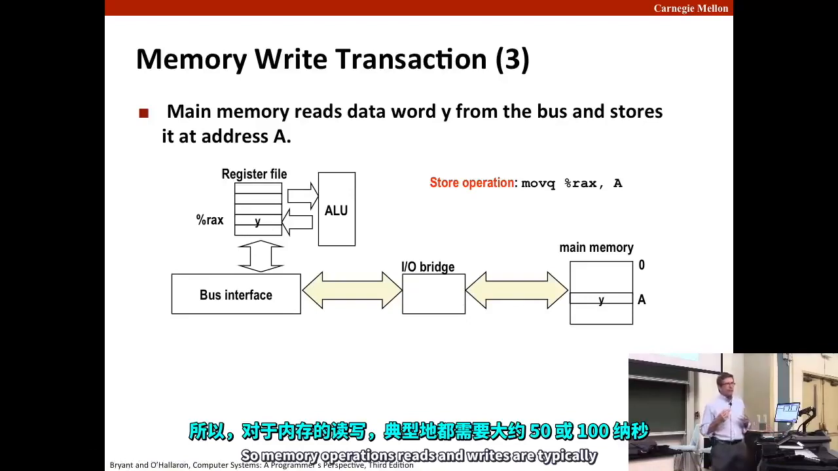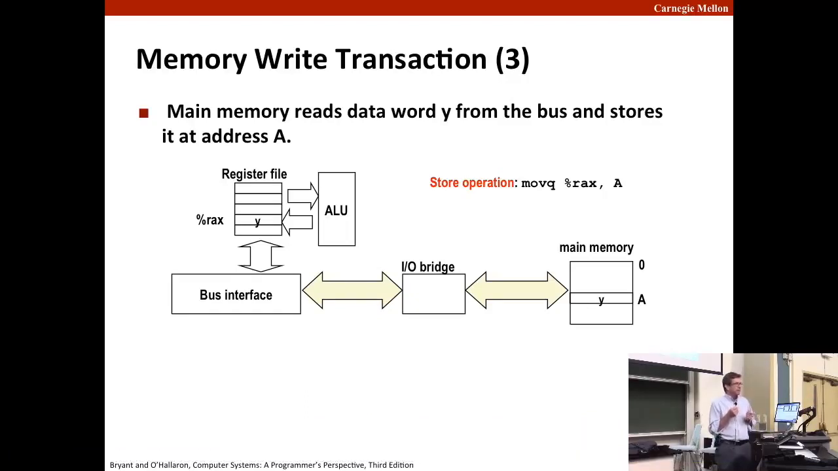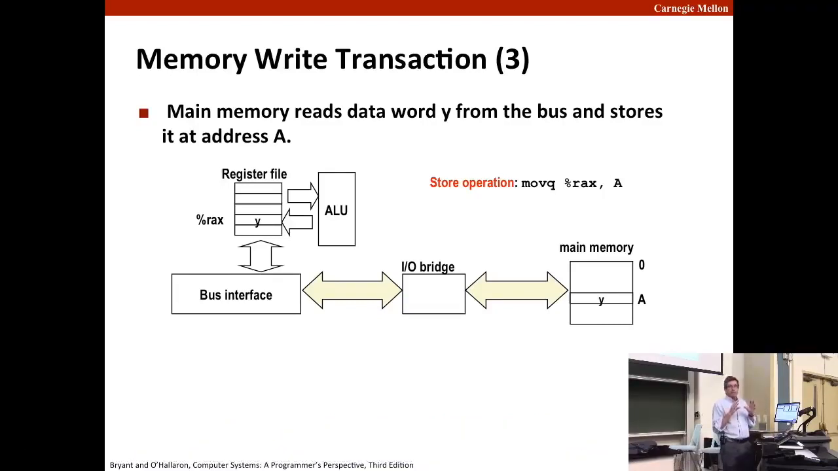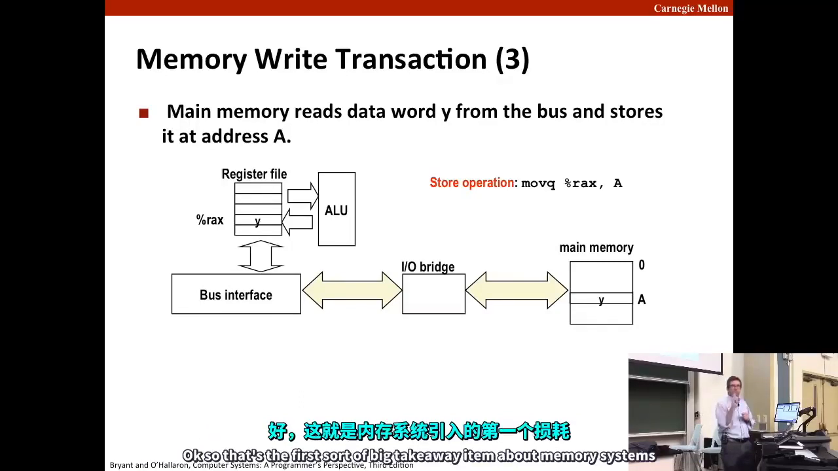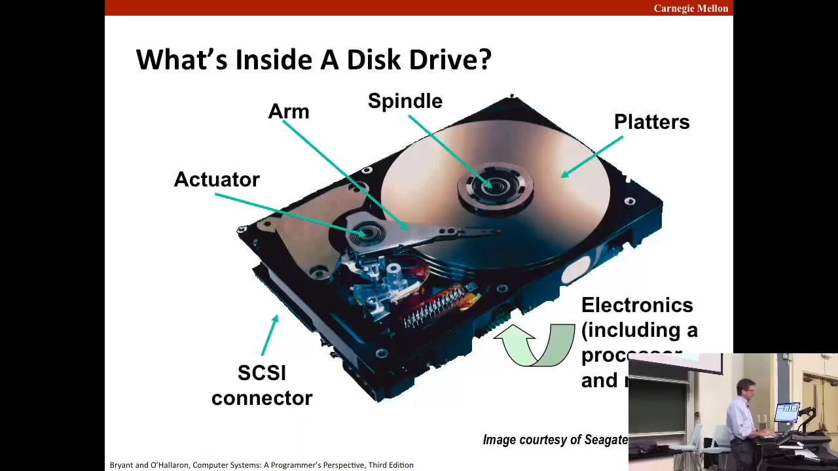All this stuff takes time. So memory operations, reads and writes, are typically maybe 50 nanoseconds, 100 nanoseconds, whereas operations that occur between registers are sub-nanosecond. So you're talking about 1 to 2 orders of magnitude difference if you have to go off chip to retrieve something from memory. Okay, so that's the first big takeaway item about memory systems.